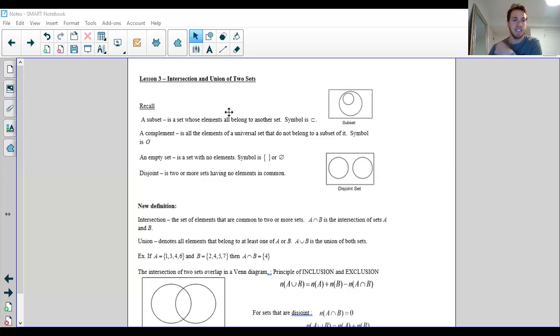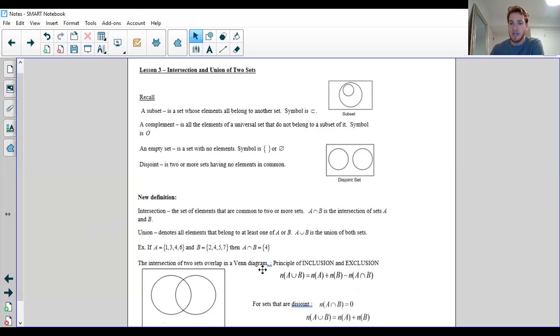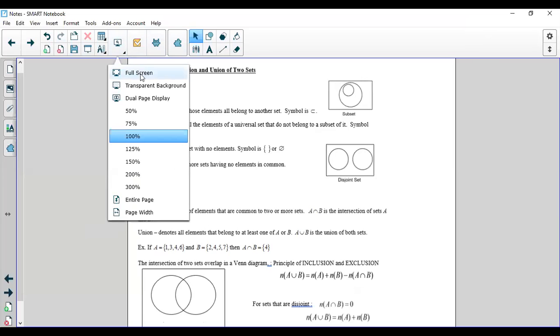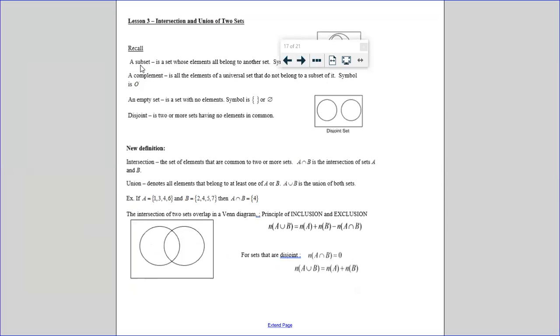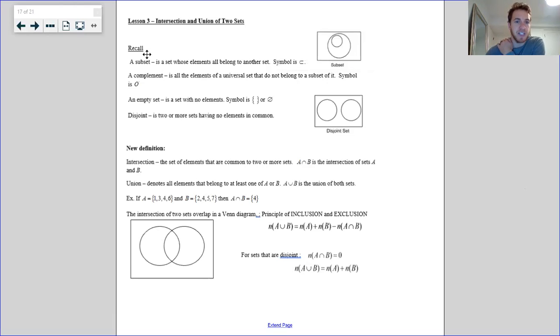And here we go. So lesson 3, we are going to talk more about the intersection of some questions. So let's go over some recall here. Let me just show video panel. No, hold on. I'm just getting this set up here. Okay, so recall, a subset is a set whose elements all belong to another set.